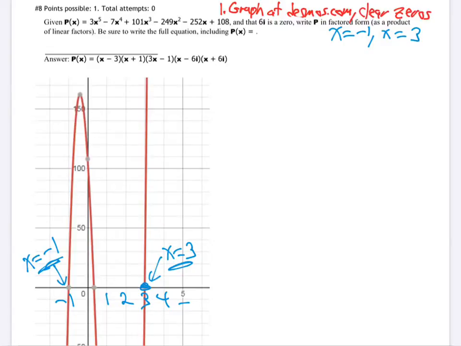And then notice what they say. They say 6i is a 0. So that means x equals 6i is a 0. And here's a special rule that you need to know about.